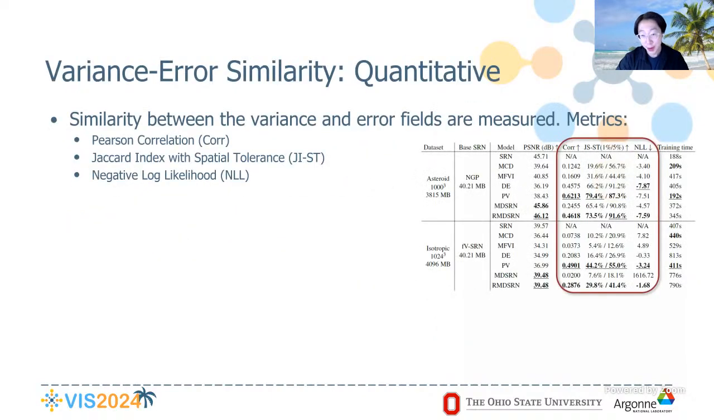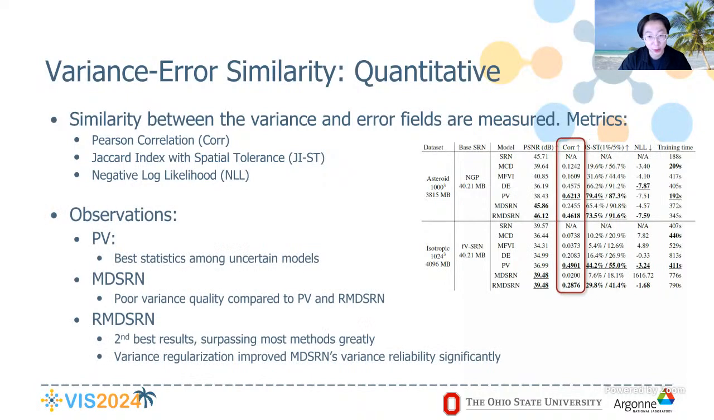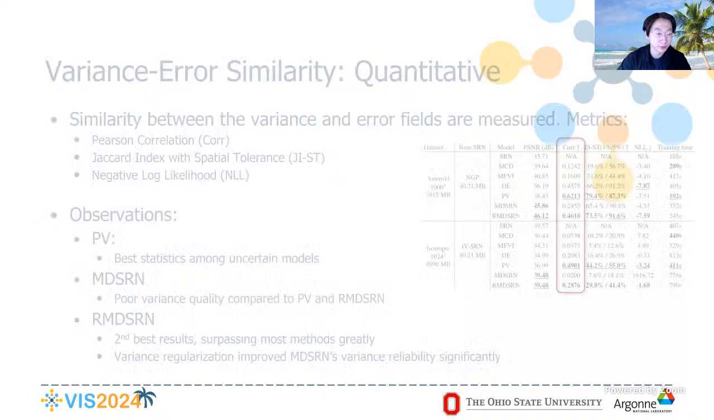We apply 3 metrics to evaluate the variance-error similarity, but for the sake of simplicity and time, we focus on interpreting the Pearson correlation between the variance and error. We can see that the predicting variance, or PV, models have the highest variance-error correlation, and MDSRN actually performs poorly out of the box. But thanks to the variance regularization, the regularized RMDSRN achieves the second-best result, which is also a lot better than the remaining methods.